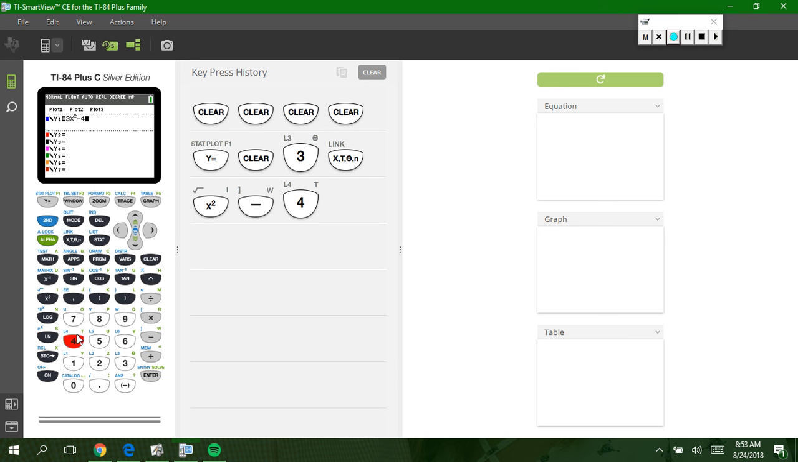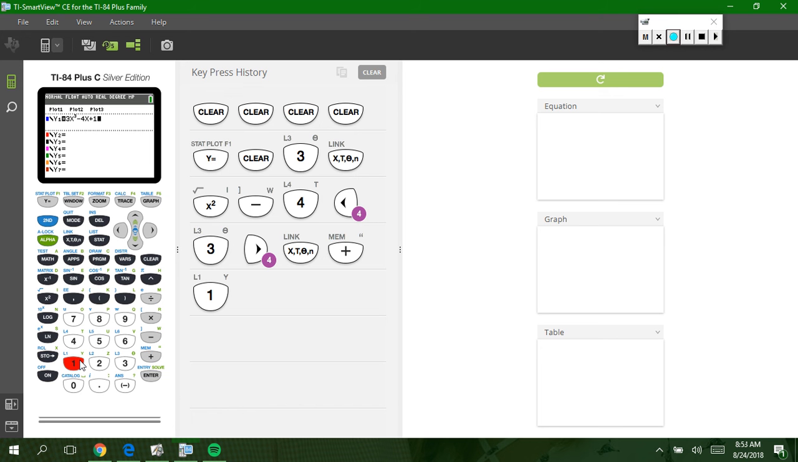Actually, let's make that 3x cubed minus 4x plus 1. Okay? 3x cubed minus 4x plus 1. That's what I plugged in.